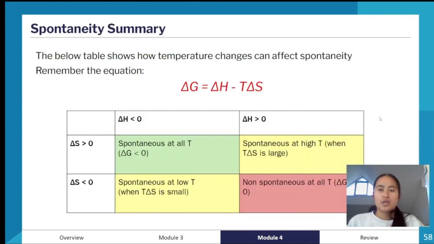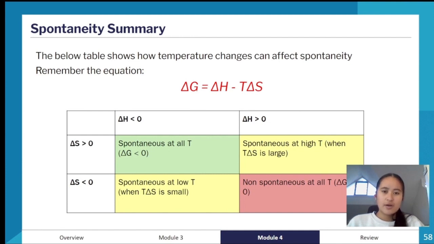Some recap of all of that is here in this table. So if we have this equation, which is the Gibbs free energy equation, we have delta G equals delta H minus the temperature multiplied by delta S. So if we look at this, we can kind of figure out what happens at different temperatures and different degrees of disorder.